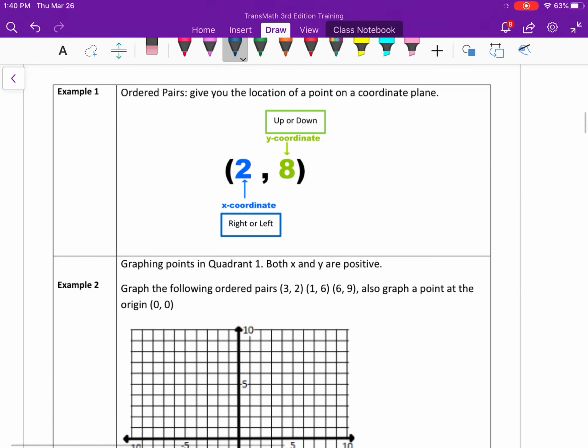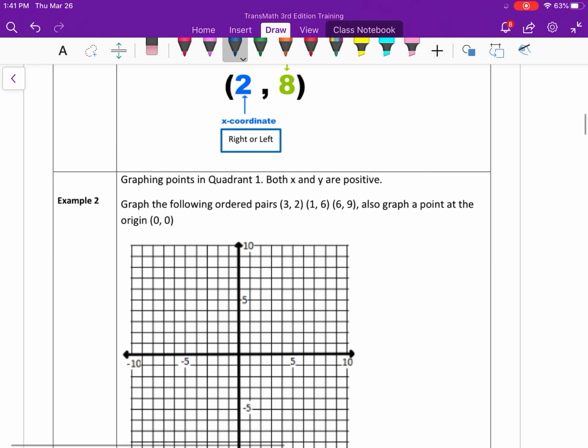So ordered pairs give us the location of a point on a coordinate plane. We have the first coordinate is the x-coordinate, and it's kind of like a mapping location. The x-coordinate tells you which way to go, right or left, and you do that first. And then the y-coordinate tells you which way to go, up or down. So we're going to practice a couple points in each quadrant to kind of get the hang of this.